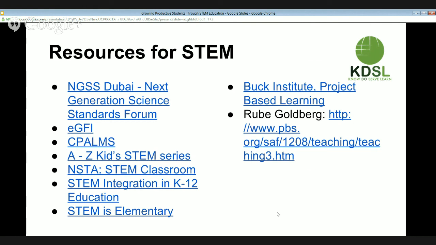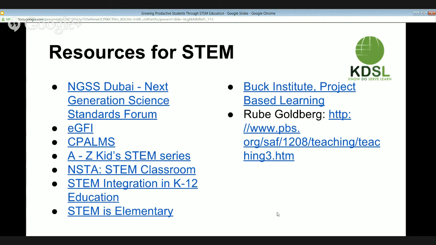One of the most important resources, and I believe Kevin is going to share the link with this one on how to get this, is the STEM integration in K-12 education. This is a publication that was put out by the NRC, the National Research Council, and it is available on the National Academies Press website. You can buy the book.